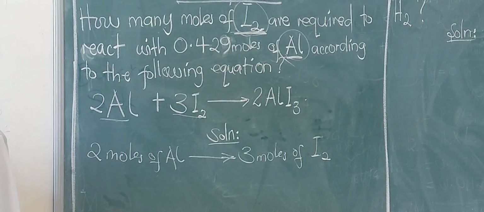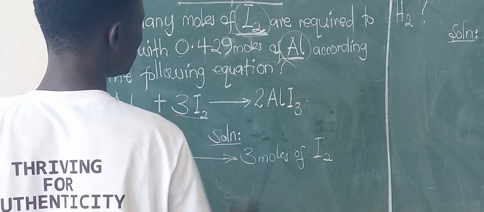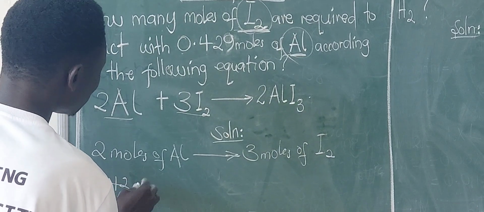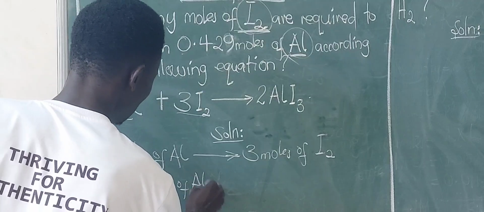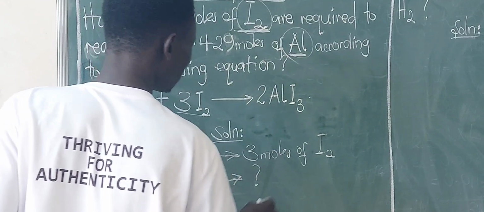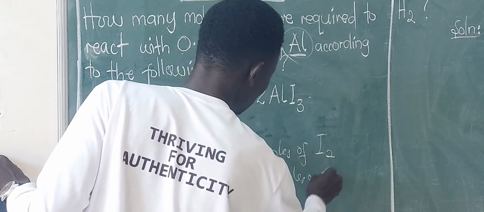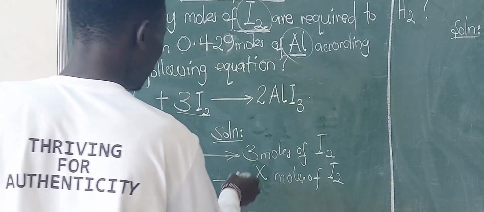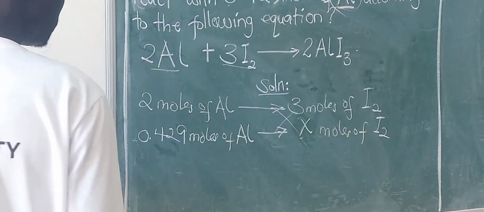Now how about 0.429 moles of aluminium? 0.429 moles of aluminium will give us how many moles of iodine? Let us just put x moles of iodine. So now you cross multiply. This times this, then this times this.